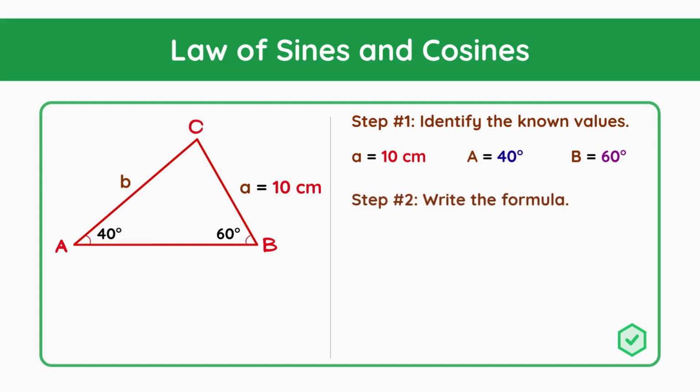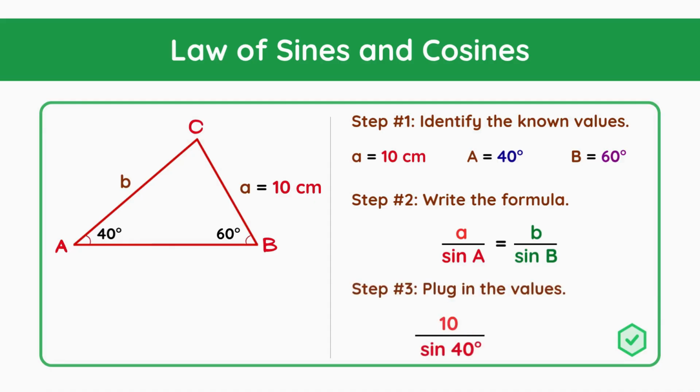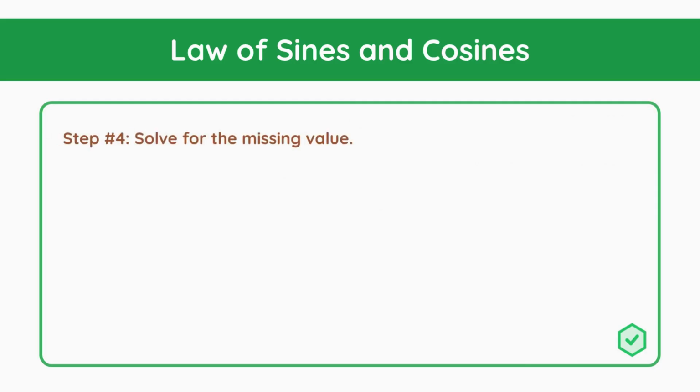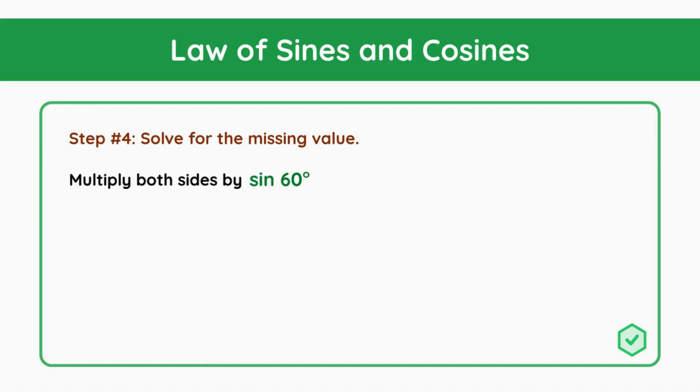Step 2. Write the formula. Since we are looking for side B, we select the two matching parts of the sine rule. A over sine A equals B over sine B. Step 3. Plug in the values. 10 over sine of 40 degrees equals B over sine of 60 degrees. Step 4. Solve for the missing value. To isolate B, multiply both sides by sine of 60 degrees. B equals 10 times sine of 60 degrees divided by sine of 40 degrees.